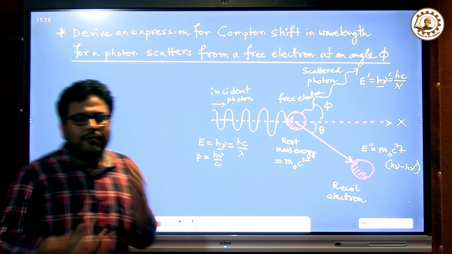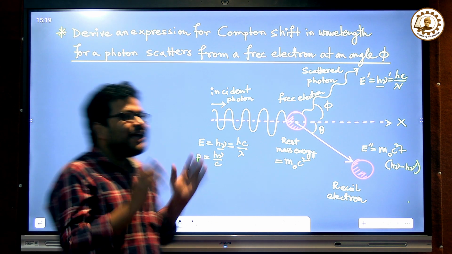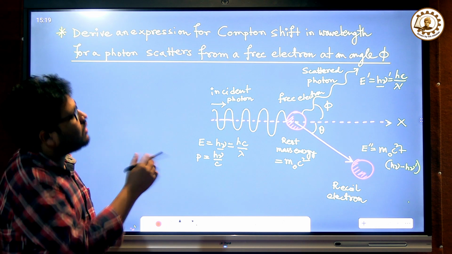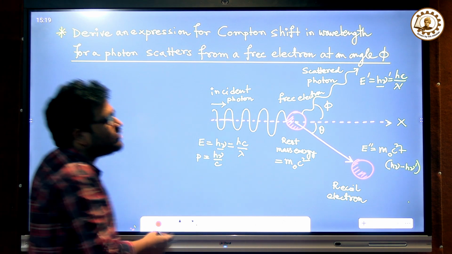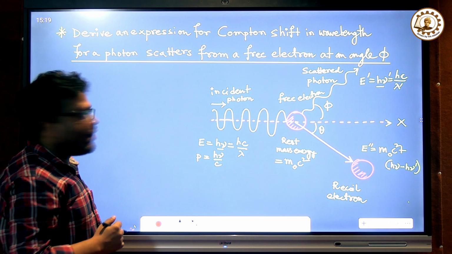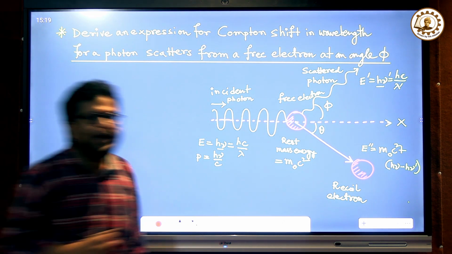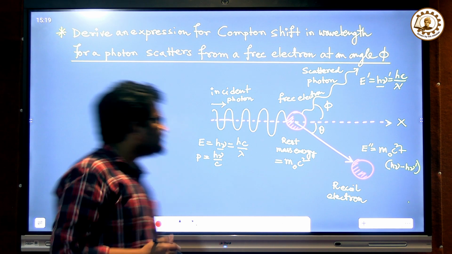Now, our main goal is to establish the expression for Compton shift, or the difference between the wavelengths of the incident photon and the scattered photon. For that purpose, if I want to apply the conservation law of momentum, then what can I write?